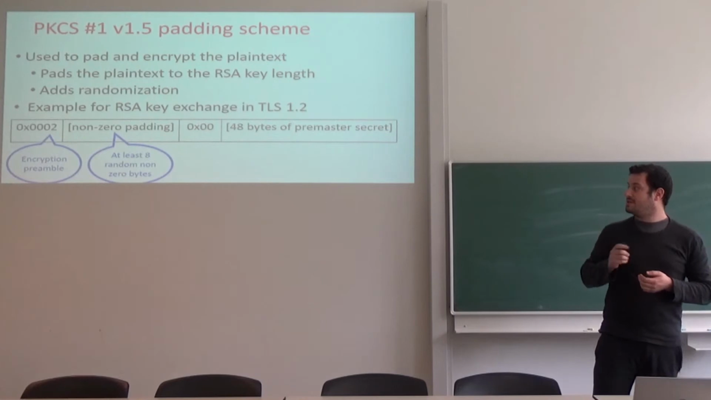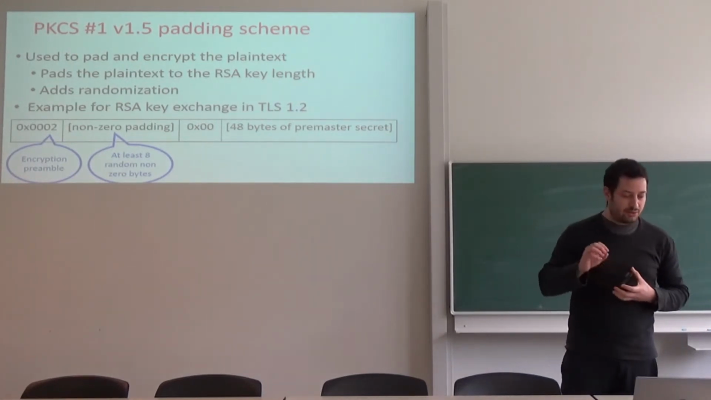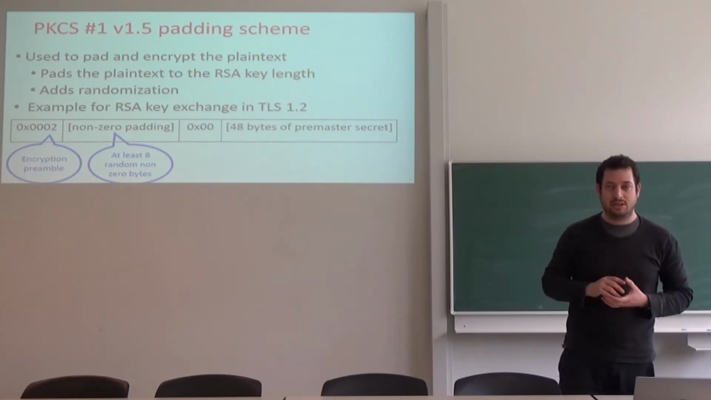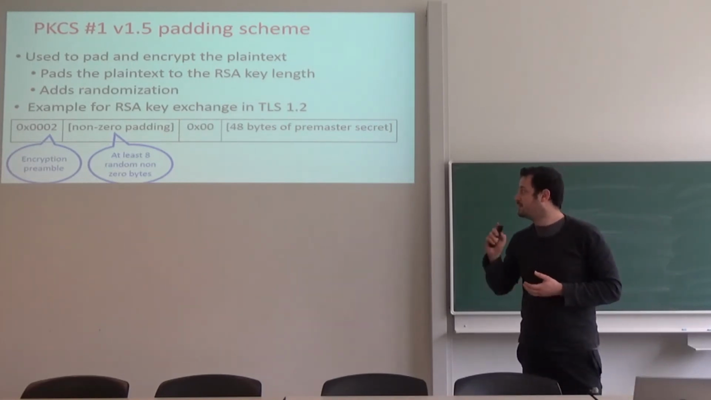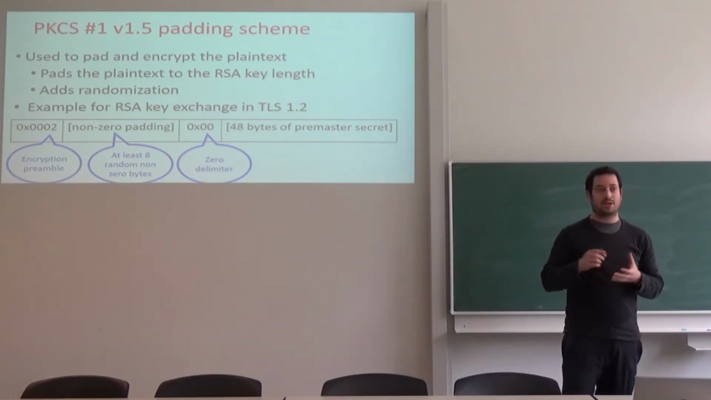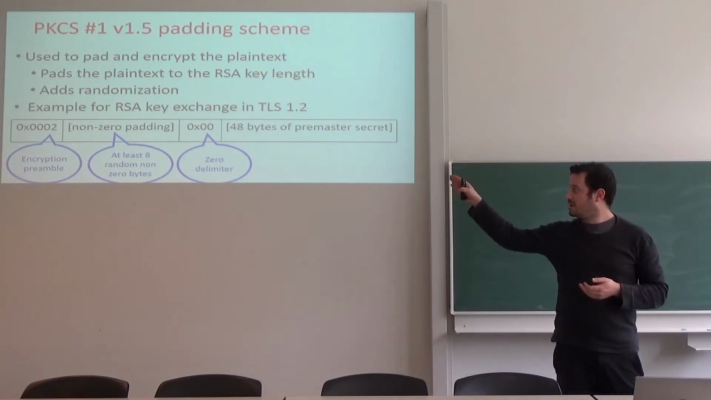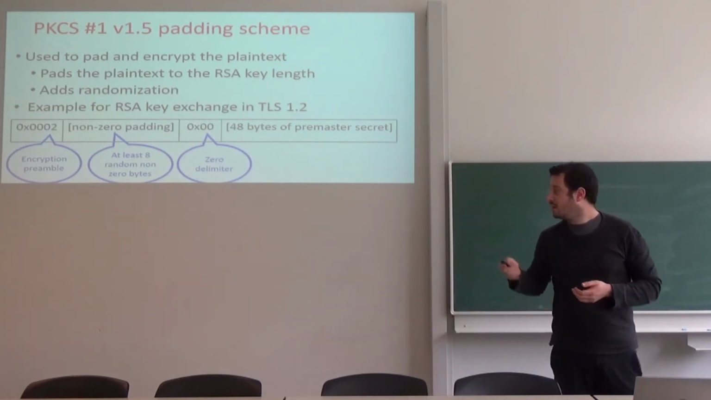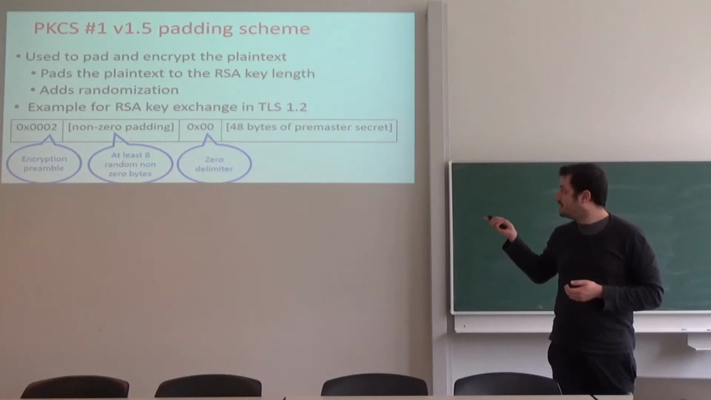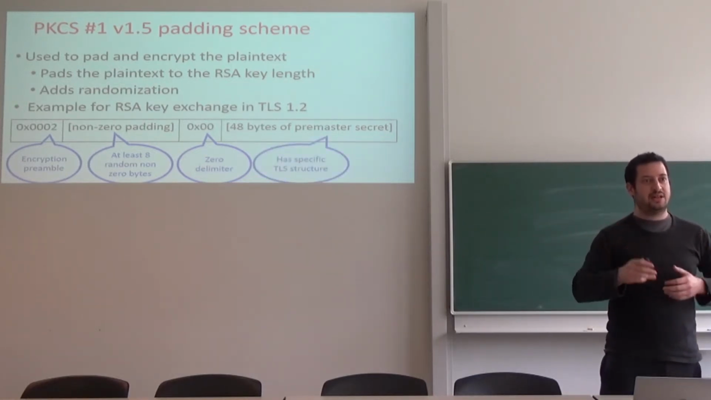Afterward, we have the non-zero padding, which is at least 8 bytes of some random non-zero data. Then we have the zero delimiter. This is the way that we can know the size of the plaintext. We simply search the message until we find the first 0. And afterwards, we have, in TLS, the 48 bytes of the pre-master secret key, and it has a specific TLS structure.